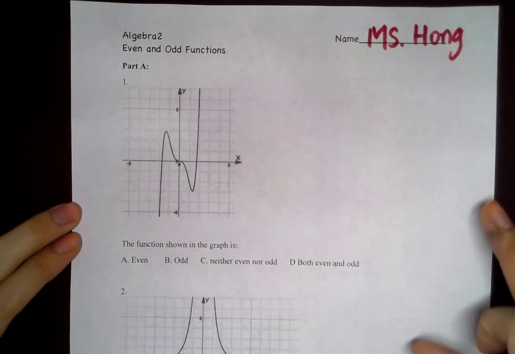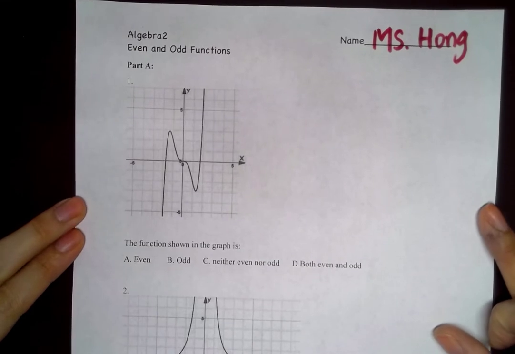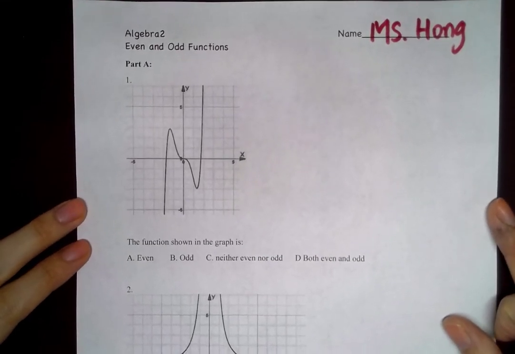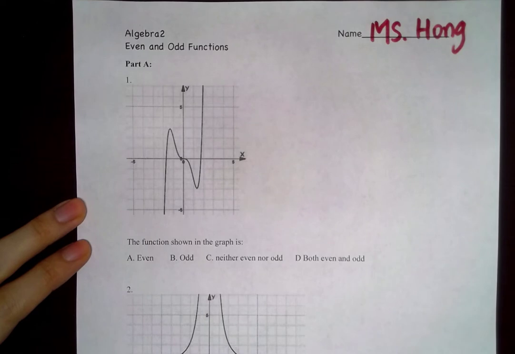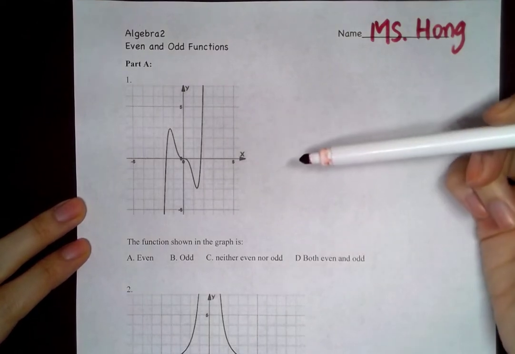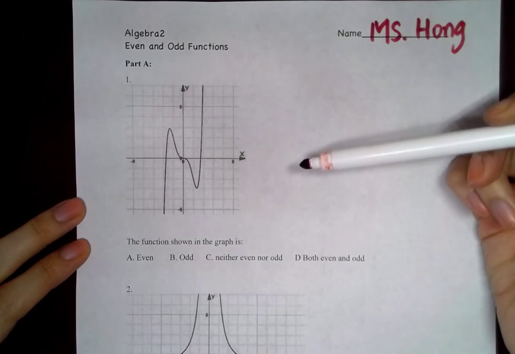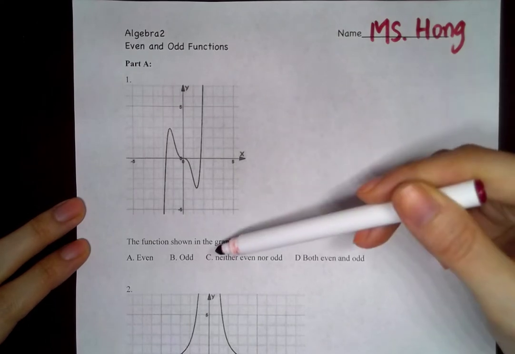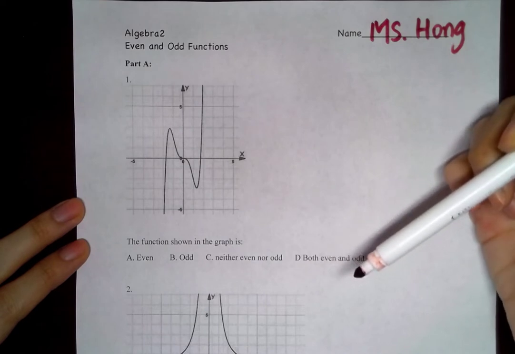First of all, we will go over the graphical identification for even and odd function. So we did it already last week, right? So look at number 1, guys. The function shown in the graph is even, odd, or neither, or both. What do you think?